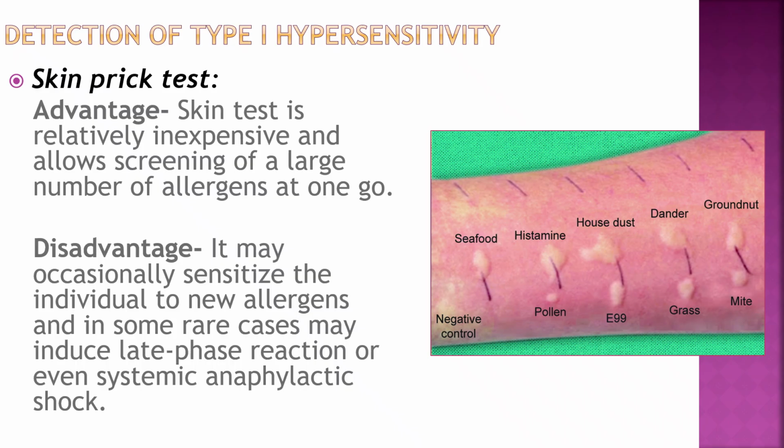Detection of type 1 hypersensitivity: the skin prick test, pricking the skin with the required antigen. Advantage: the skin test is relatively inexpensive and allows screening of a large number of allergens at one time. Disadvantage: it may occasionally sensitize the individual to a new allergen, and in some rare cases may induce a late phase reaction or even systemic anaphylactic shock.